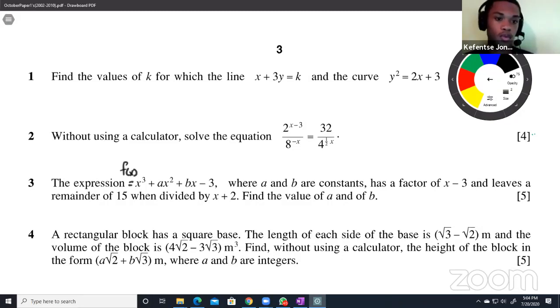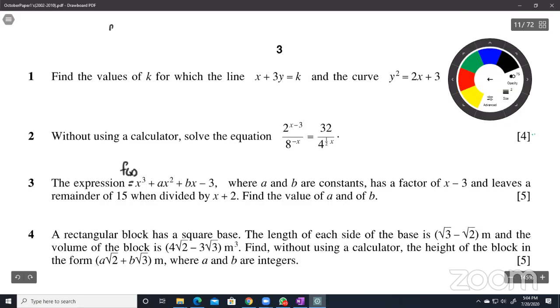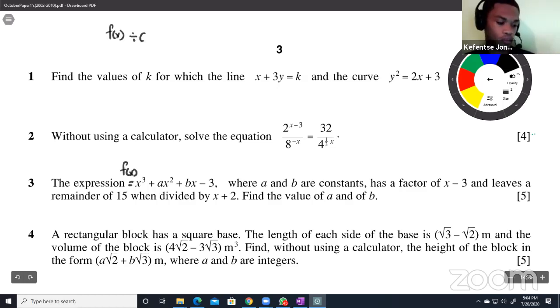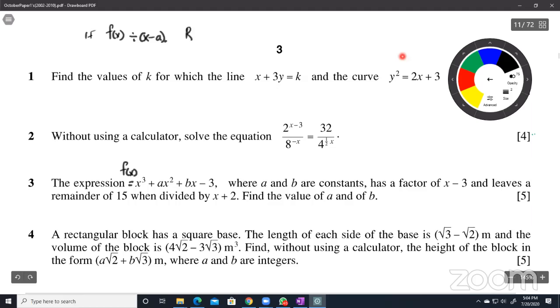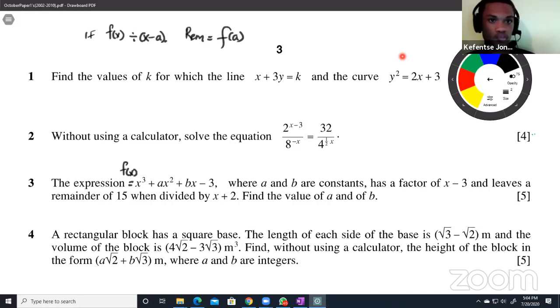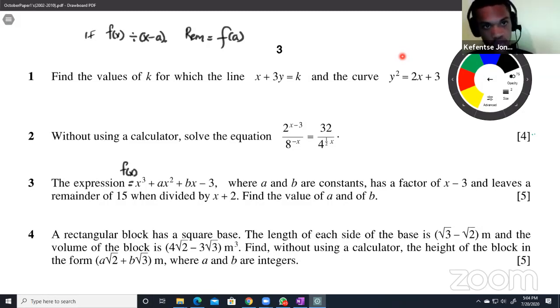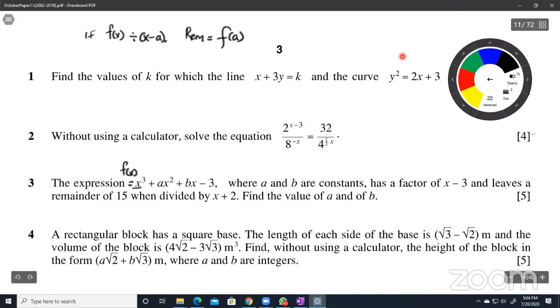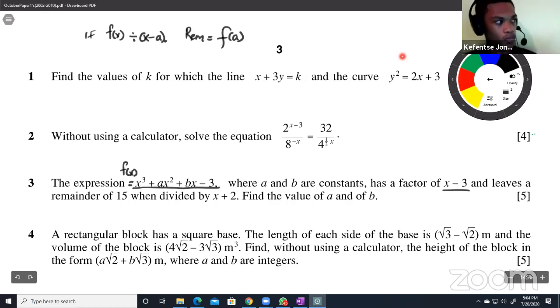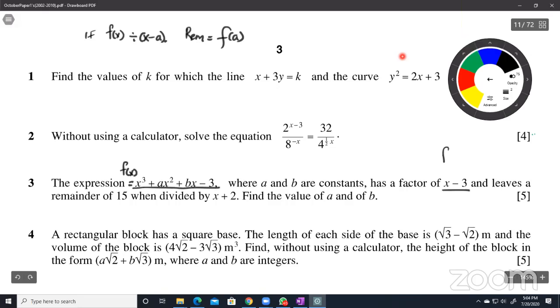Yes, sir. And remember for the remainder and factor theorem, if f of x is divided by x minus a, the remainder is always equal to f of a. Now if you are a factor, what will the remainder be? 0. So they say that this expression here, f of x, has x minus 3 as a factor. That means f of 3 will give you the remainder, which is 0.